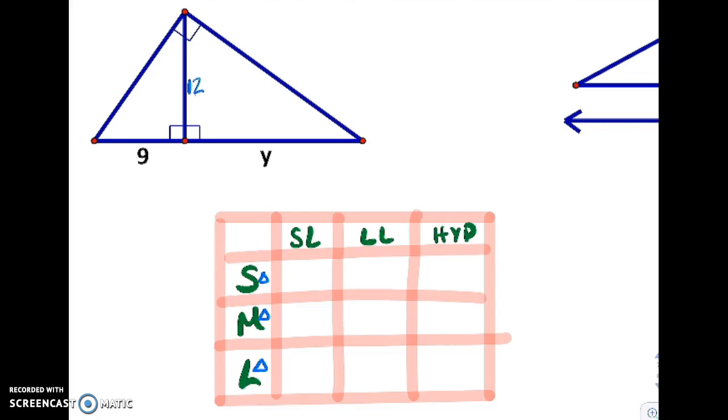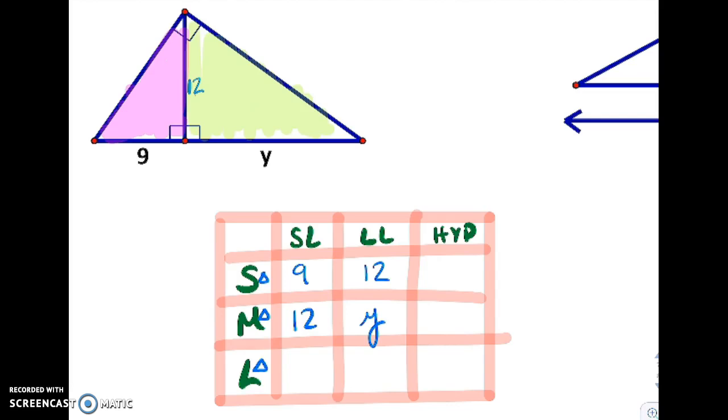Your first question is, what two triangles have two things labeled? This one has two things labeled, and this one has two things labeled. The large one only has one thing labeled, which would be 9 plus y. It has nothing else. So you have the small triangle and the medium triangle. The short leg of the small is 9. The long leg of the small is 12. The short leg of the medium is 12, but the long leg of the medium is y. There is your fraction right there.